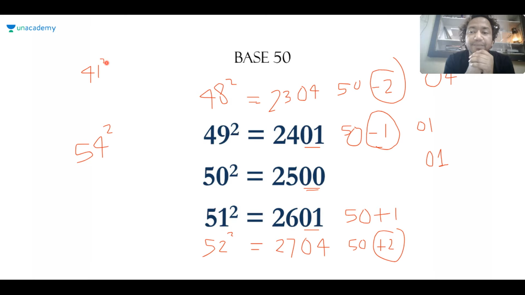Now, all of you, please keep in mind, this is a common mistake which everyone makes. We are not squaring the last digit of the number. No, we are squaring the deficit or the excess of the number from the base 50. So 41 is 9 less than 50. So the last two digits must be 81. They should not be 01. This is clear to everyone. Ridhima, it's all right.